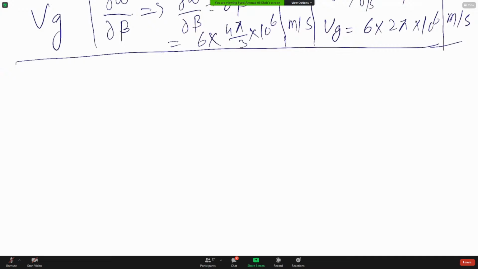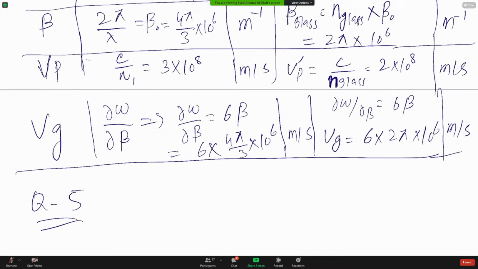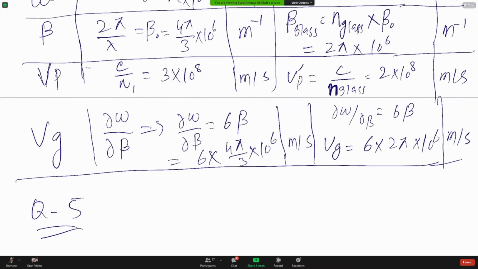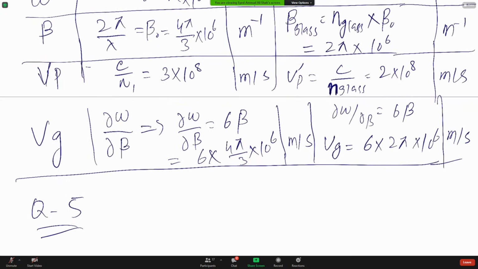So we are done with 4 questions. Now we have 20 minutes and 2 questions. Is the ng for the group velocity always 1? Because the other formula for Vg is c over ng, right? So my question is, is ng always 1?